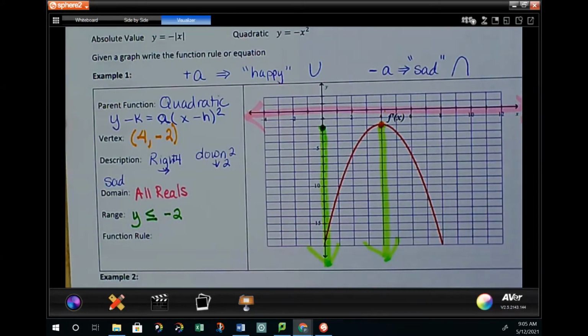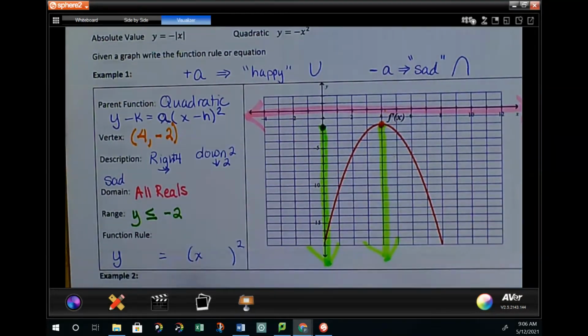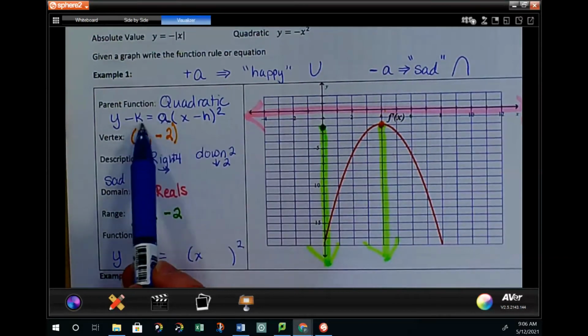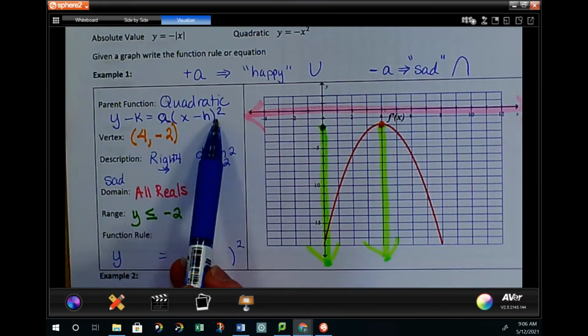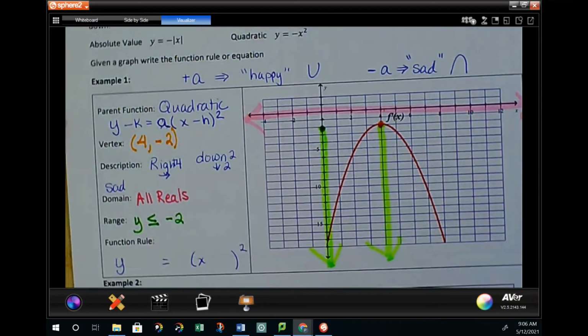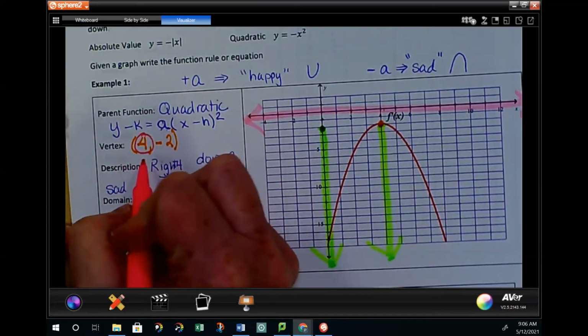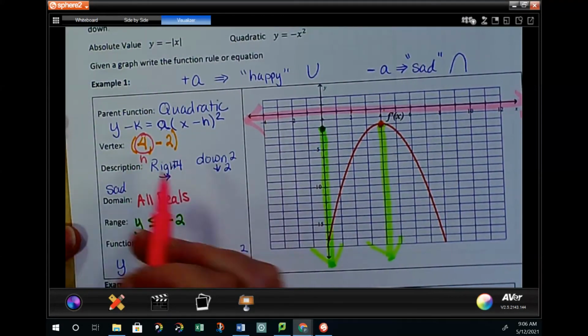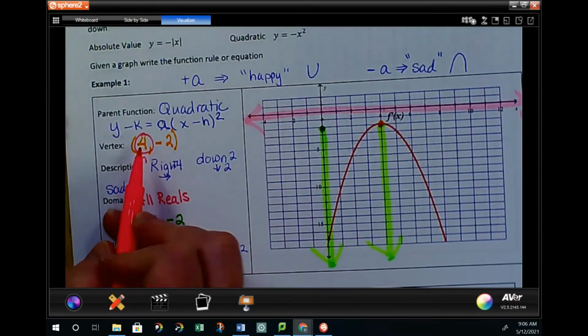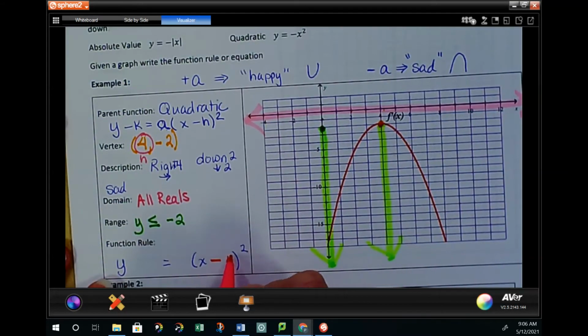And now we're going to write our function rule. So y is equal to an x. So this is our general thing, because I know it's going to be squared because it's a U-shaped graph. So I know I have this general parent function. And then my h and my k. So my h, this is still my h. So my h, the opposite of +4, ends up being -4. That doesn't change.